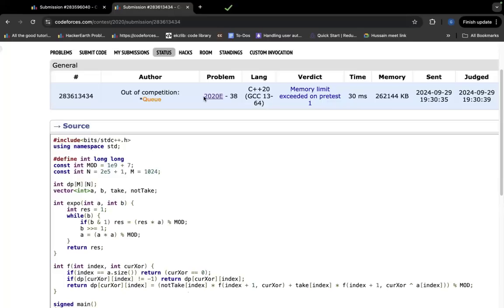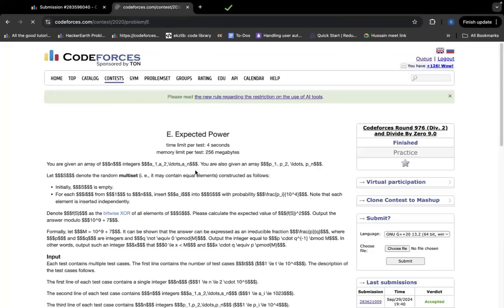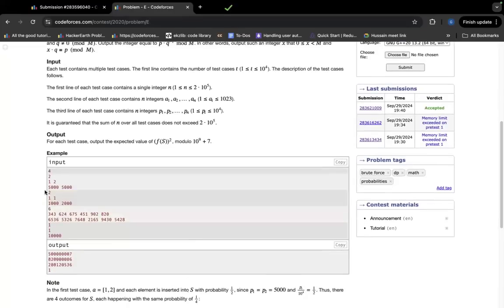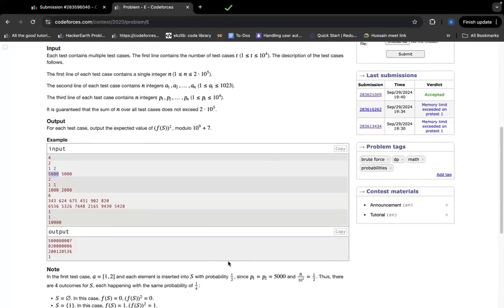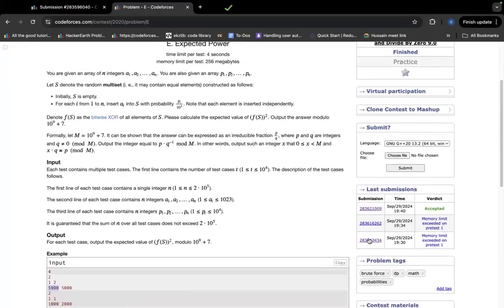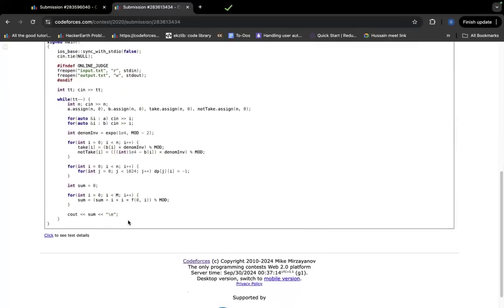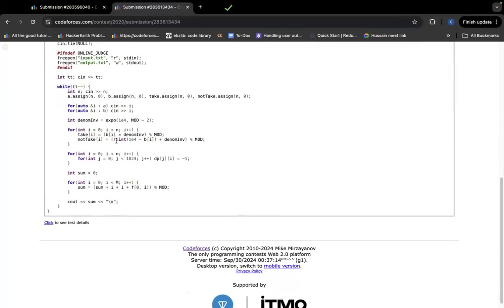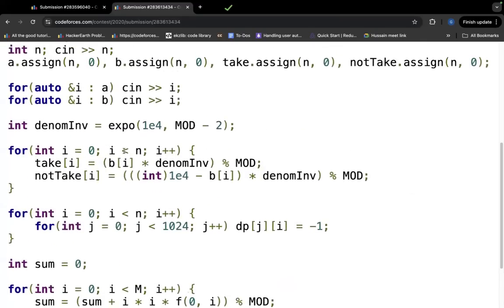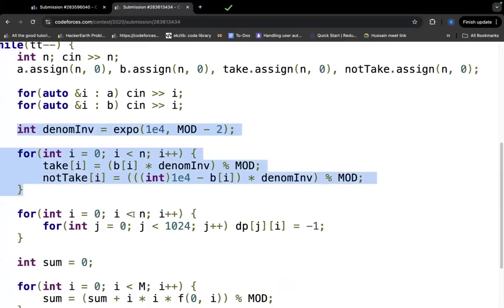Like, yes sir, this is the numerator, correct? This P is the numerator. So the probability that the first element is taken is 5000 divided by 10 raised to 4, right? Correct? So I am just storing that as the probability here, since it is under mod. So guys, if you have doubt here, it means you might probably have doubts in modular arithmetic.